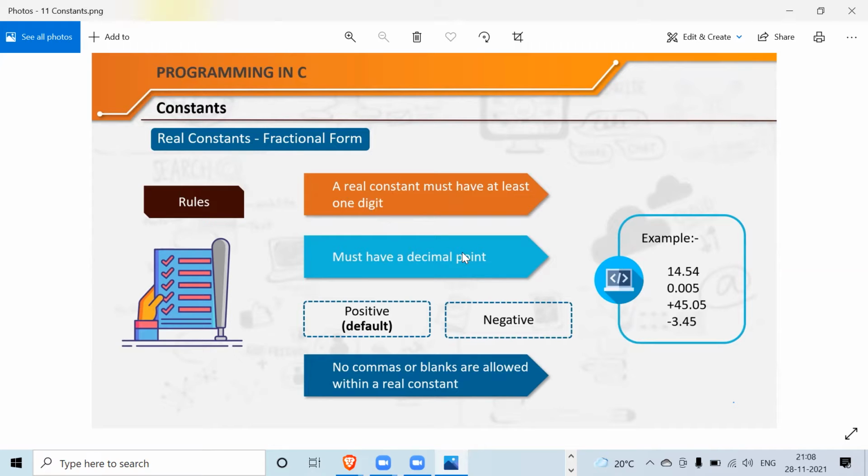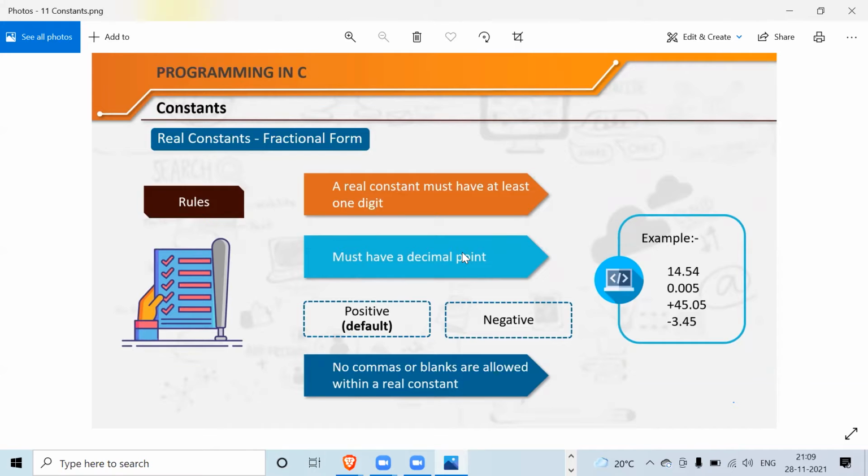So let's say we take the number 0.1. This number satisfies two of our conditions. The first condition is that there is at least one number. 1 is there, 0 is there, so we have two numbers here. So that condition is satisfied. The second condition is that there should be at least a decimal point. Only then is it counted as a real constant.